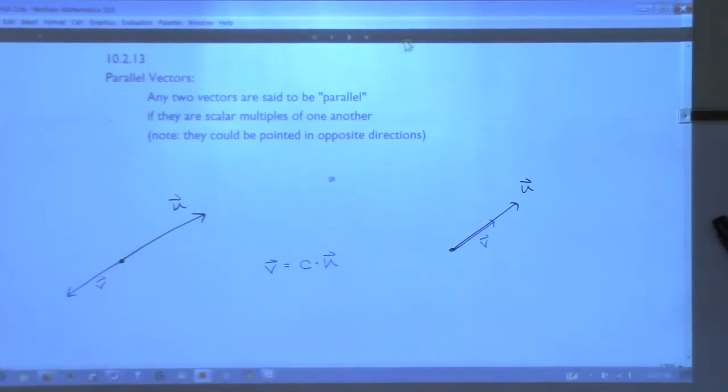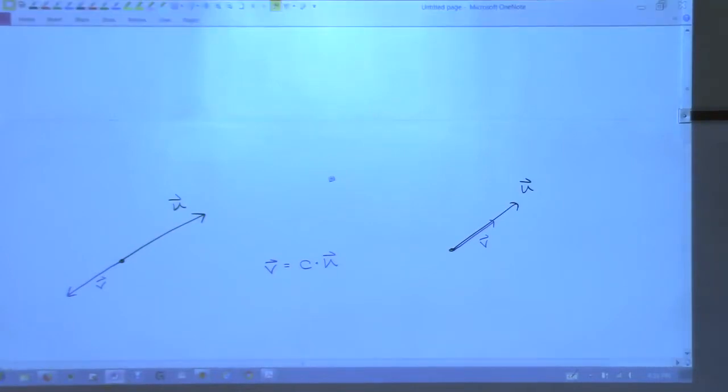That's the definition of parallel. I guess the idea is this. Parallel can have different meanings depending on what you're talking about, right? I'll give you an example.